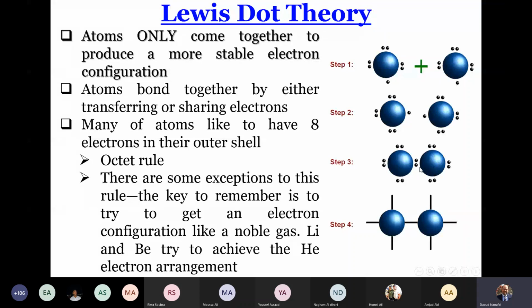And as I said, for bonding electrons, we prefer to use a dash, and for dots, keep them as dots and not dashes. You can put dashes, but I prefer dash for bonding, dots for non-bonding.